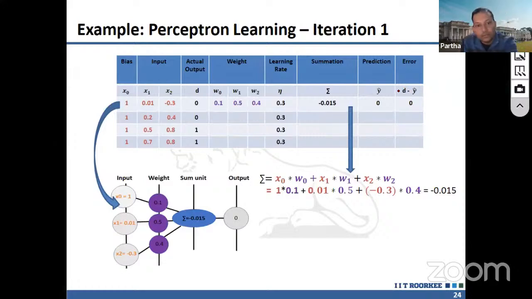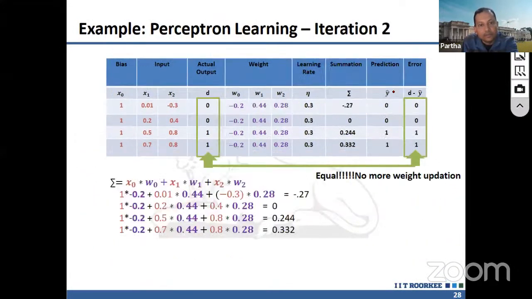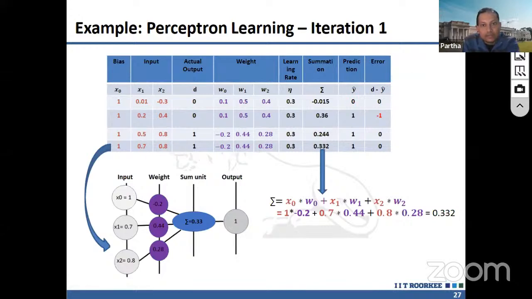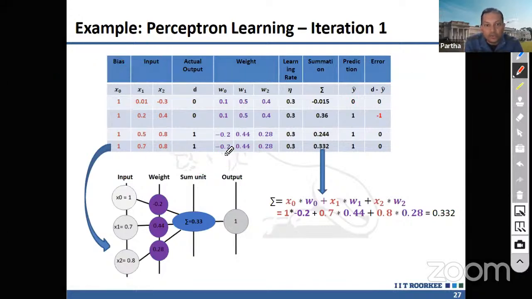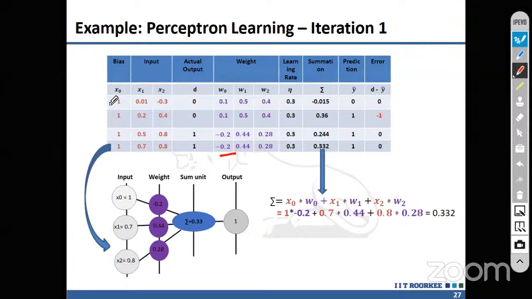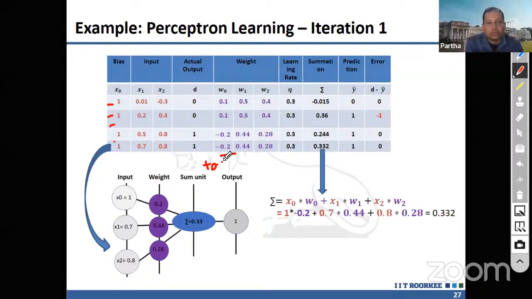In this problem, for example, this W0 comes as -0.2. If you consider all as -1, then maybe it will be +0.2. So at the end, it will be coming as B equal to W0 X0, which will be -0.2 only.